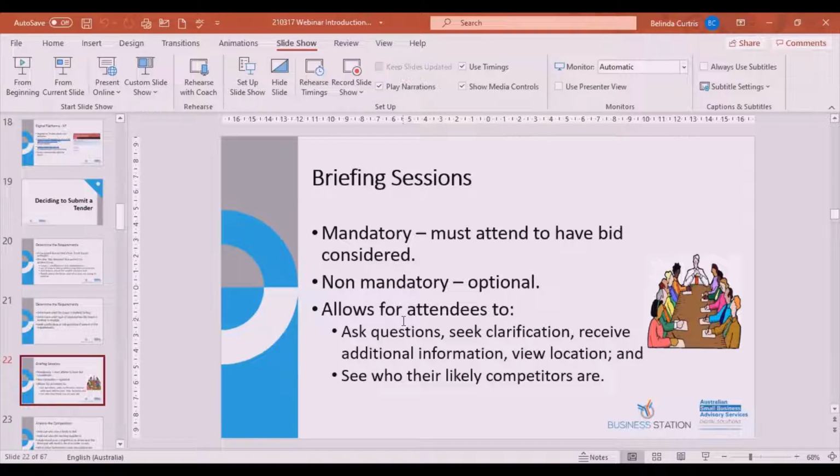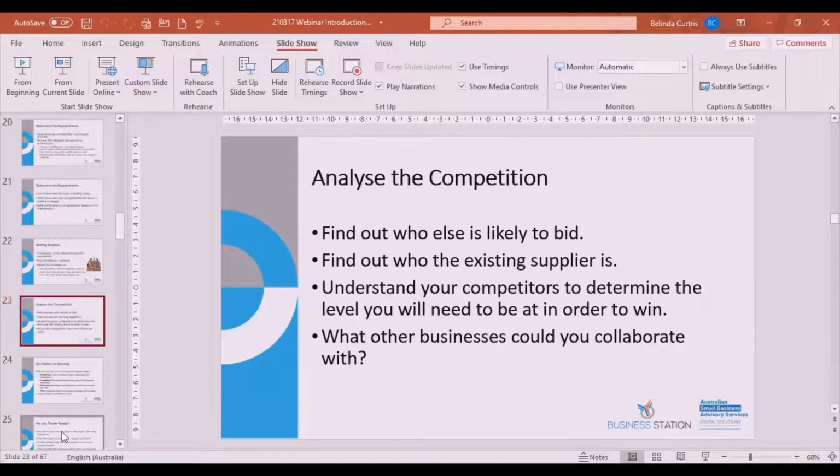If it's non-mandatory, it's optional, up to you. I would encourage you to go, because it does give you an opportunity to ask questions, meet the selection panel, obtain additional information, and see who your competitors are. So definitely go to briefing sessions.